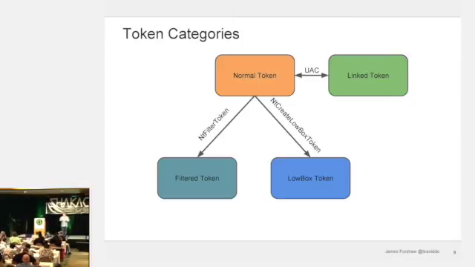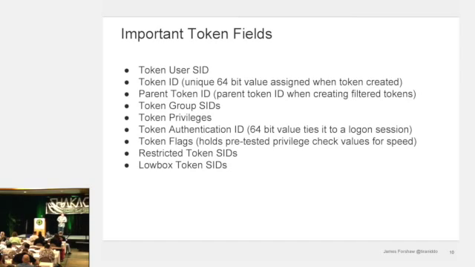And then there's two operations you can do on a normal token. You can filter it, or you can create what is called a low box token. Low box tokens are used for Windows 8 Metro applications. And filter tokens are usually called restricted tokens, and they allow you to apply special filtering operations, remove groups, remove privileges, that sort of thing. So you can find all these different tokens in actual normal operation. But there's loads of interesting fields, which we'll come to a few of as we go along. So things like the token ID and the parent token ID, obviously your groups and your privileges, etc.